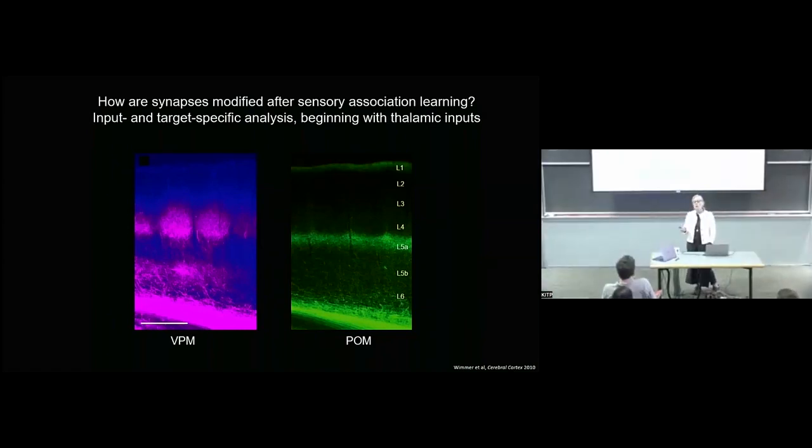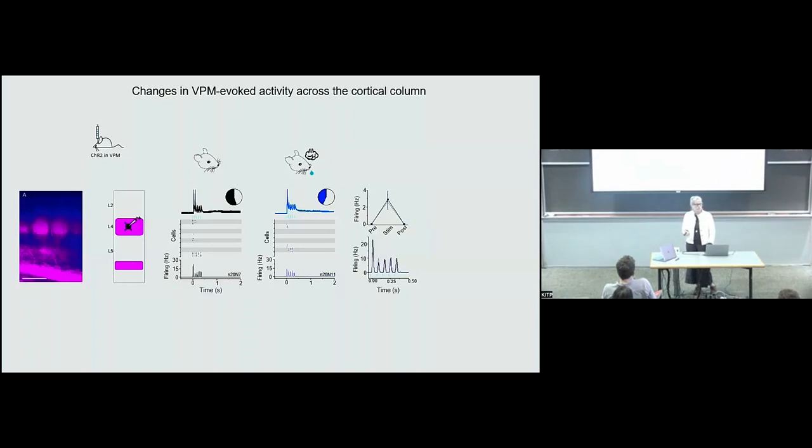So what we're going to do is train these animals and make acute brain slices and then ask, are any of these specific synapses altered? In this case, we're just going to do whole cell patch clamp recording with channel rhodopsin in our pathway of choice, either this VPM fast first order thalamus or the POM, the second order slower thalamus. And what we're going to look at is, can we elicit some spikes?